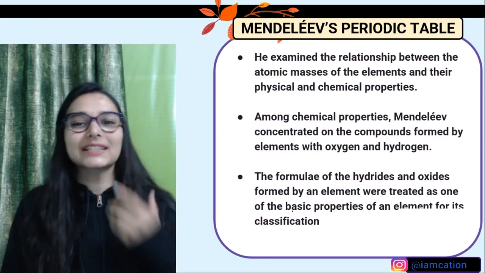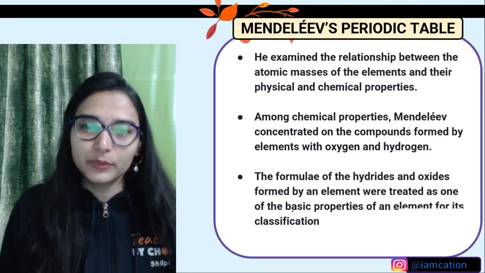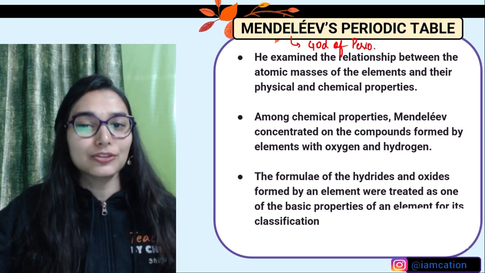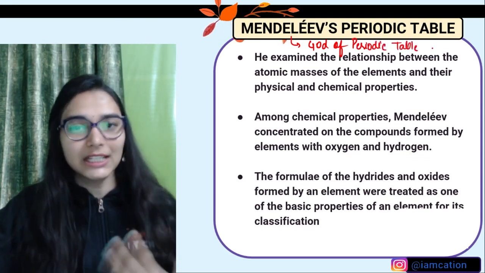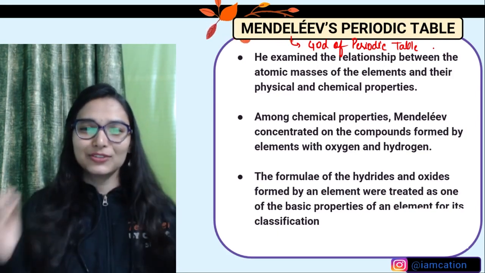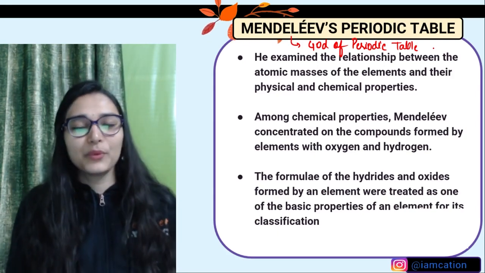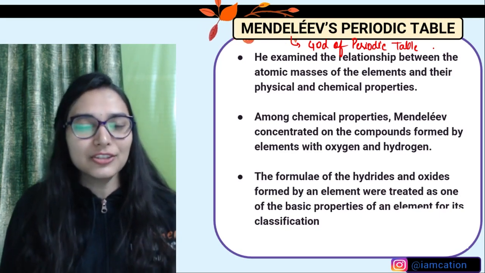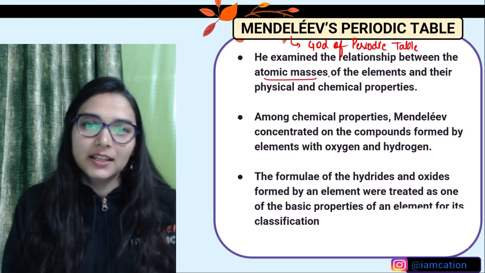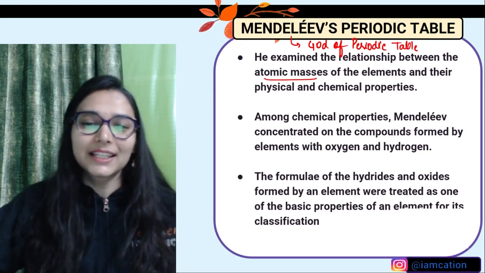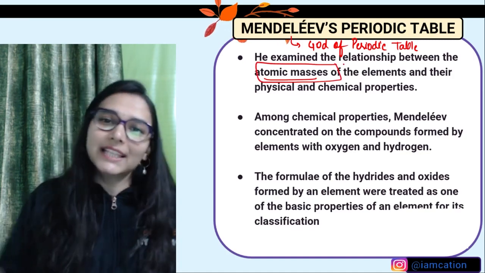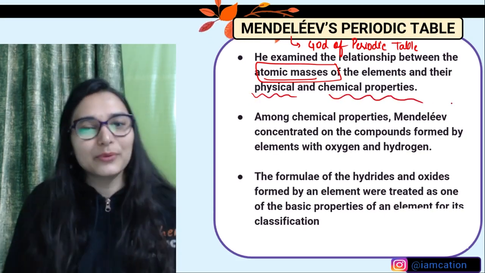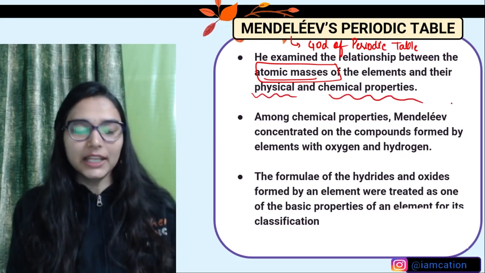So after this came Mendeleev into the picture. So Mendeleev's periodic table. Now Mendeleev is regarded as god of periodic table. So this man has literally given so much contribution in the classification that we should actually just pay so much respect to him, because he devoted his entire life to the classification. So he examined the relationship between the atomic masses again. Yeah, he also arranged the elements in increasing order of atomic masses, just like the other scientists. And the good part is that he talked about their physical as well as chemical properties. Not just chemical, he also paid attention to physical properties.